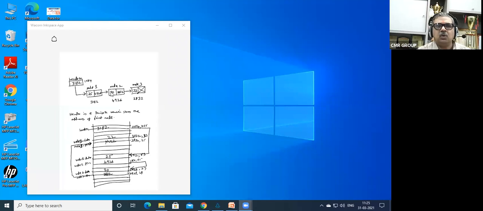Remember, this is a node, this is a node, this is a node, but this is not a node. What is this? This is a pointer. We are going to write the program for this. Okay. So this is how you should understand the figure, right?